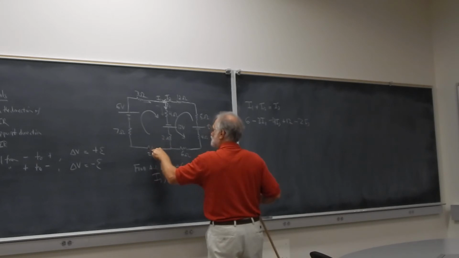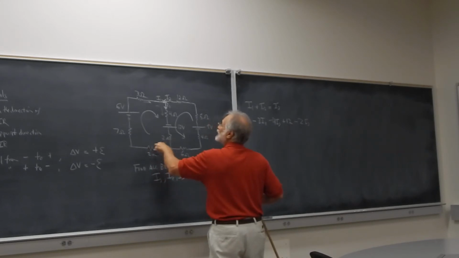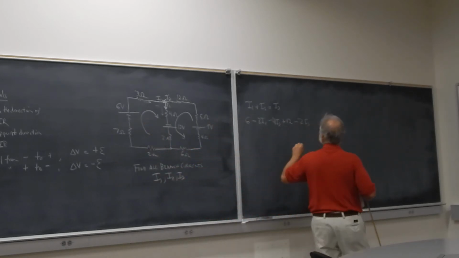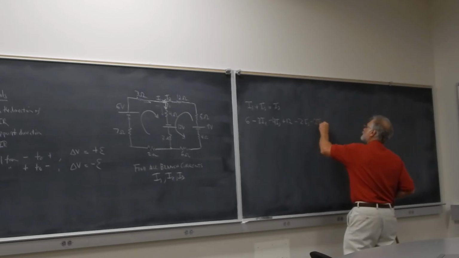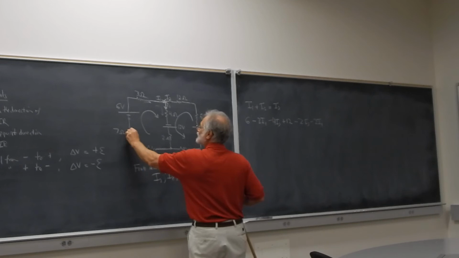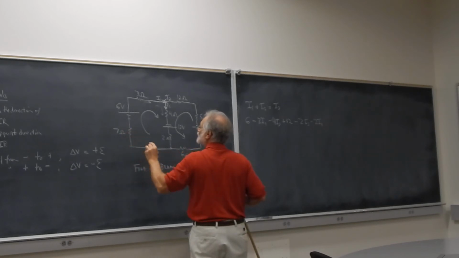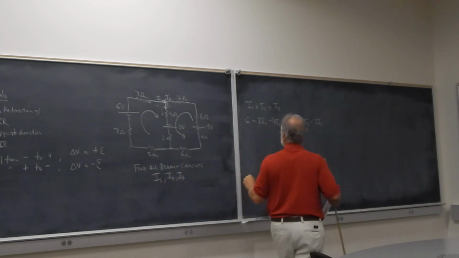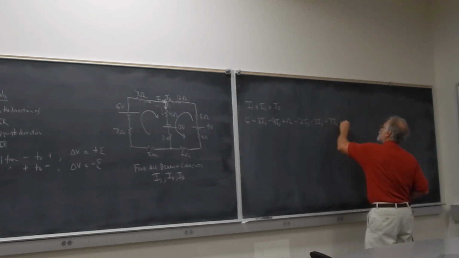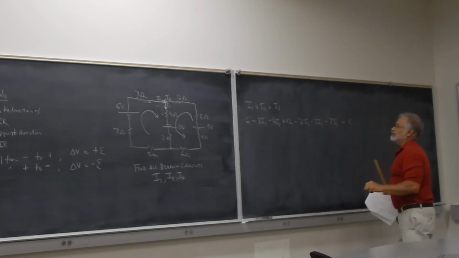This is a 2 ohm resistor, going in the same direction that I1 is going. Remember, once I pass this junction, I'm back to I1, so it's going to be minus 2 I1. Then I'm going to traverse this 7 ohm resistor, again in the same direction as the current is going, so it's going to be a minus 7 I1 equals 0.